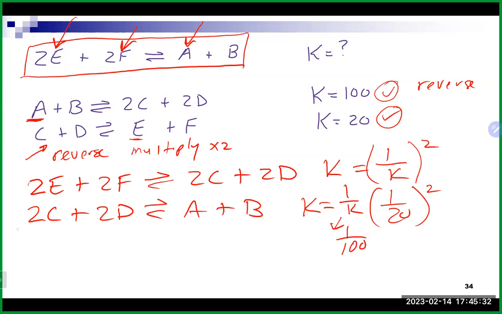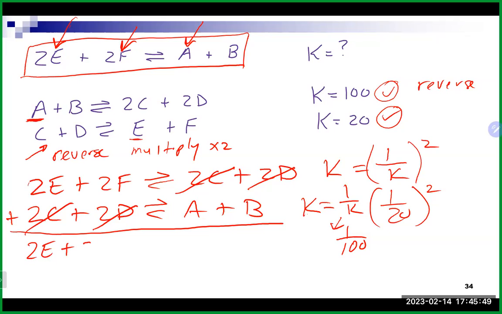Now, if I did this correctly, when I add these together, everybody should cancel out correctly. So 2C will cancel, 2D will cancel because they are on opposite sides of the arrow. At this point, everybody on the left-hand side should stay there, and everybody on the right-hand side of the arrow should stay there as well. And I did build the equation that I'm looking for. Any questions on that?